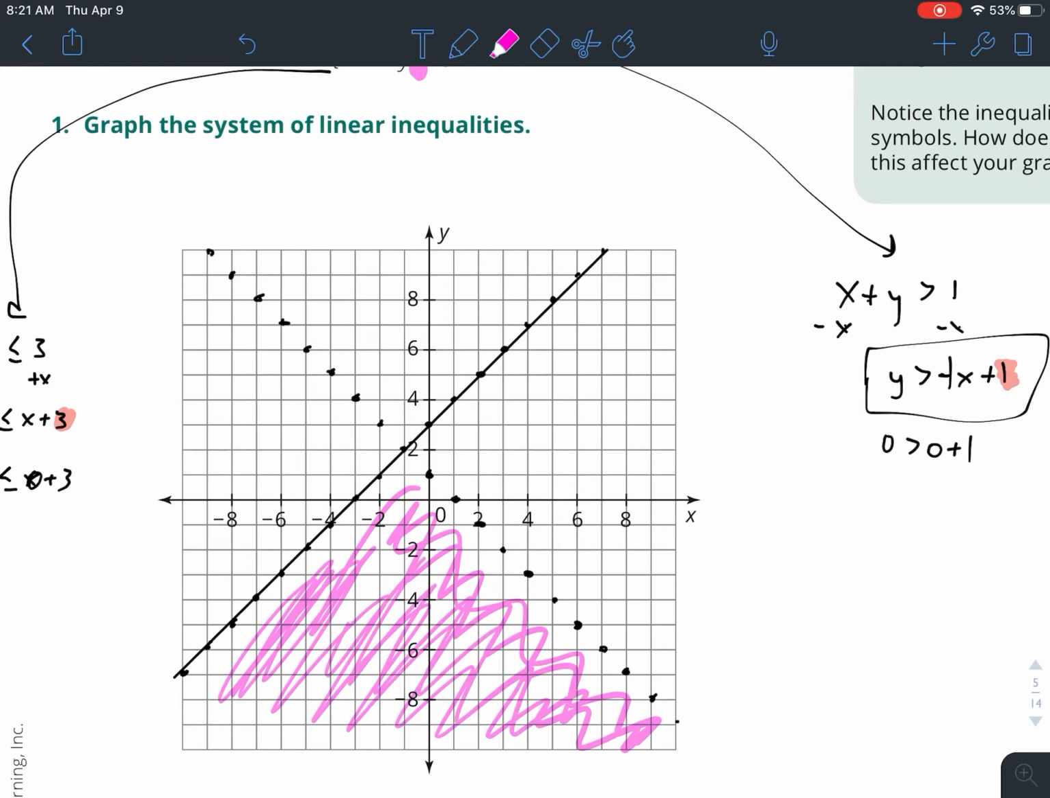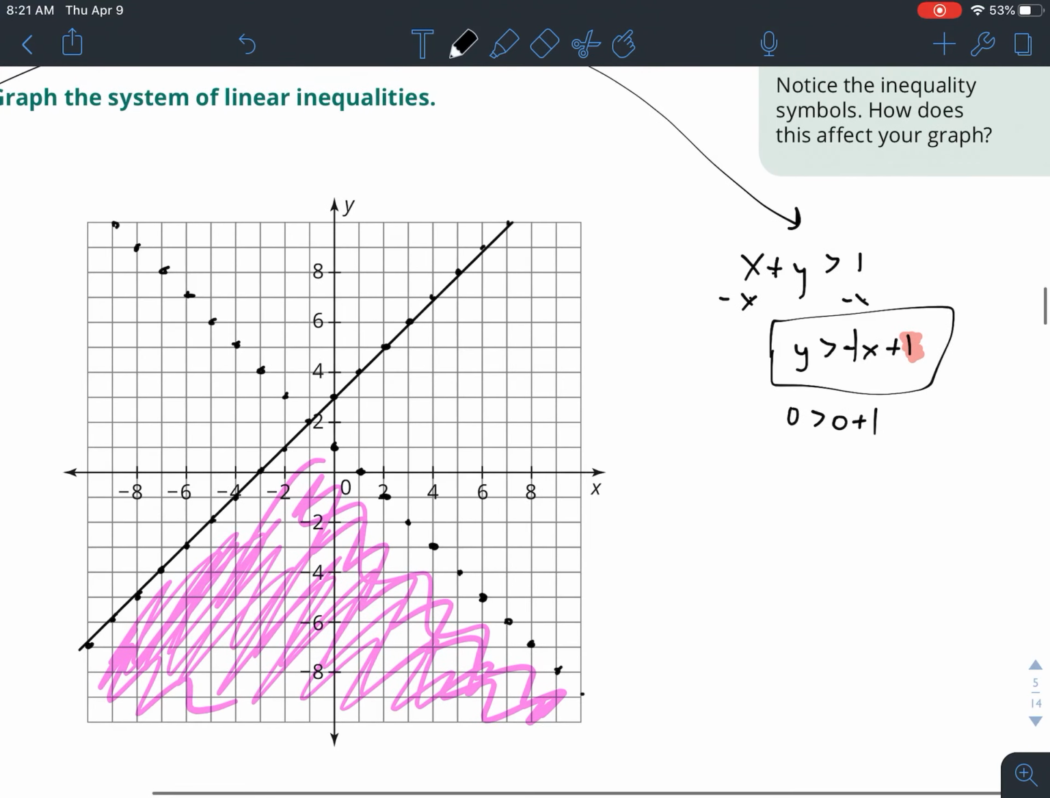I'm going to shade these ones right here. Now I'm going to pick another point on another side. So let's go with 2, 2. Okay, so 2 is greater than essentially negative 2 because we're subbing that in, plus 1. So negative 2 plus 1 gives us negative 1. 2 is greater than negative 1. That is true. So that one works.